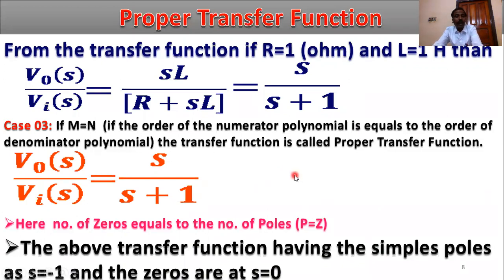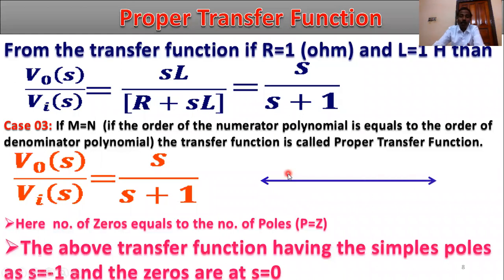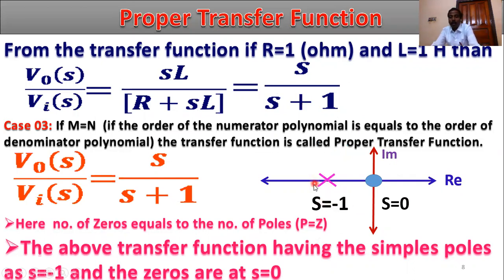Then what is the pole-zero position or configuration? This is the real axis, and this is the imaginary axis. Then at the origin, that means s equals 0, is the zero, and s equals minus 1 is the pole. All the poles and zeros are in the left half of the s plane. That's why the system will be stable.